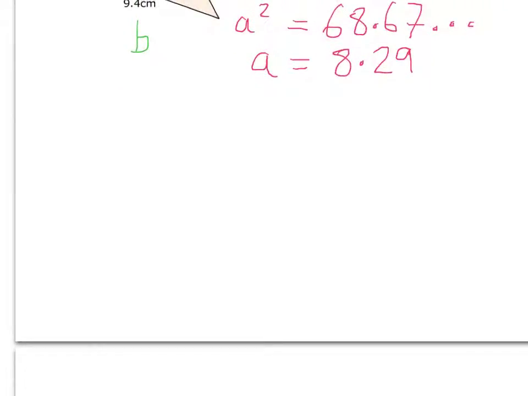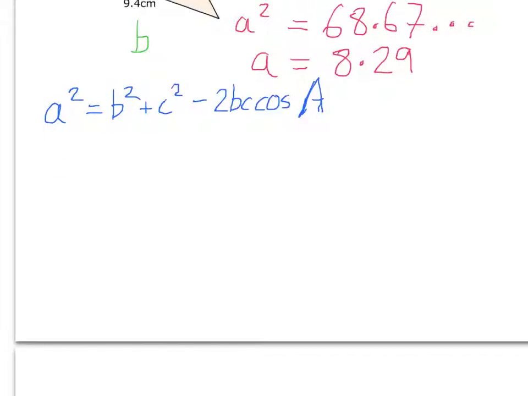Now, the second type of problem you could be asked to do is to find the missing angle. Now, our equation is set up to find the missing side. Now, we want to rearrange this to make the angle the subject of the equation. So, there's our original equation. So, first thing that we want to do really is to make this equation so that all we've got left on the right hand side of the equal sign is the minus 2bc cos A.